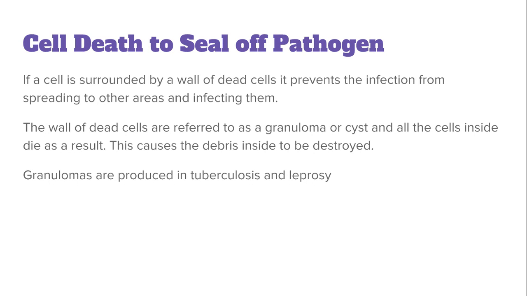Then the fourth process is cell death, which can seal off a pathogen. A cell can be surrounded by a wall of dead cells, which can seal off that pathogen, ensuring that it doesn't spread to other areas and infect those. Sometimes this circle of dead cells can be referred to as a granuloma or a cyst, ensuring that anything inside of it is destroyed. And we see granulomas produced in tuberculosis and leprosy.